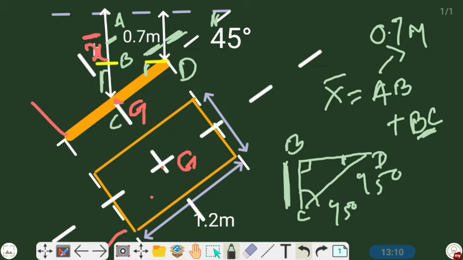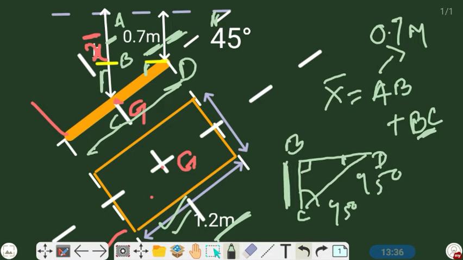Okay, so what do we know about this? We know CD or not? Just look at the question and try to figure out what is the value of CD. CD will be half of this length or not? What is this length? This is 1.2 meter, so half of this will be 0.6 meter.